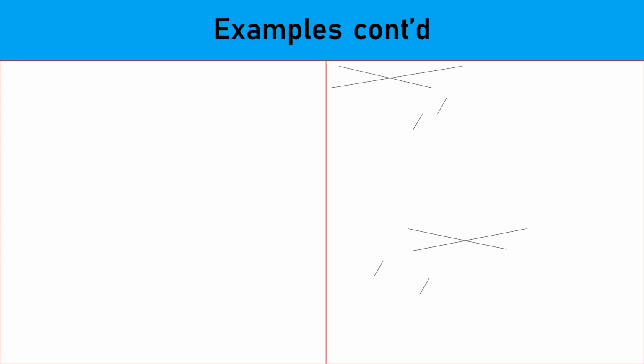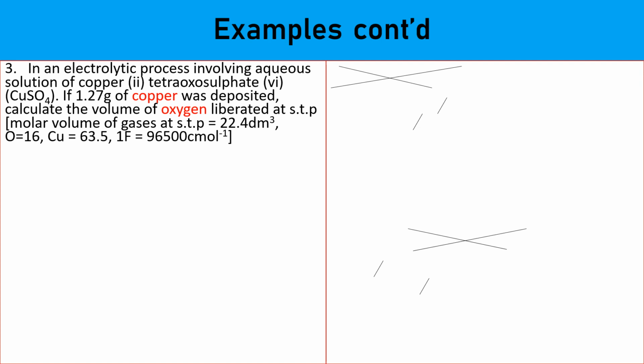Let's look at one more example before we call it a day. Let's look at this question. In an electrolytic process involving aqueous solution of copper(II) tetraoxosulfate(VI), CuSO4, if 1.2 gram of copper was deposited, calculate the volume of oxygen liberated at STP. By the way, STP means standard temperature and pressure.